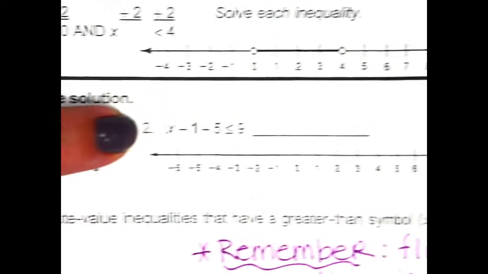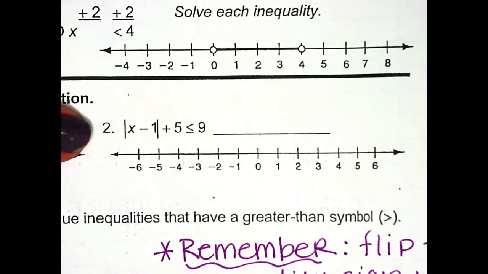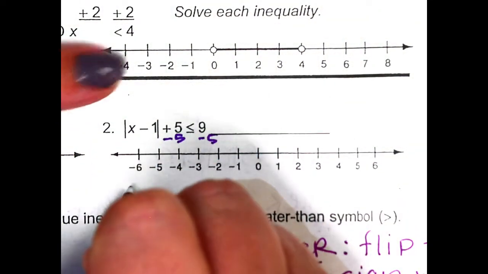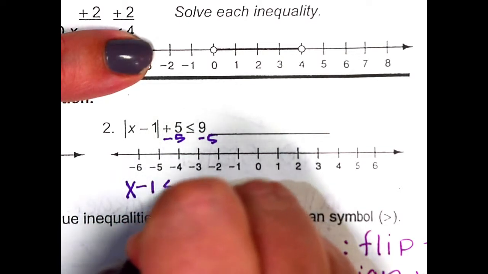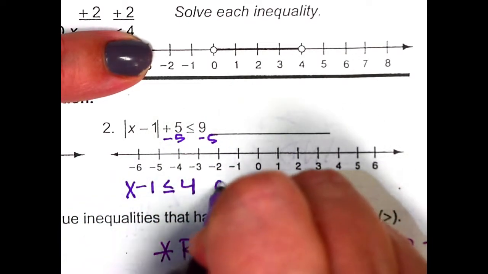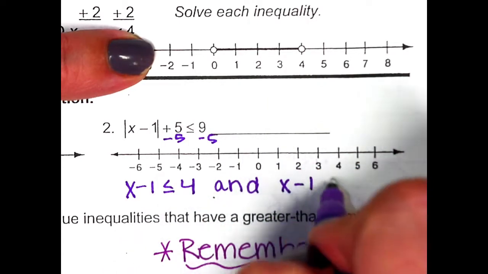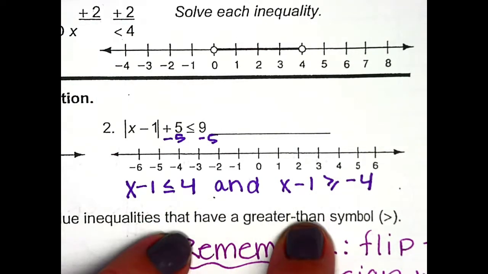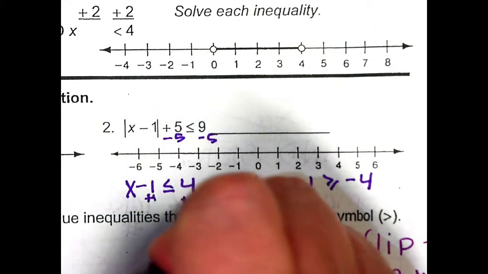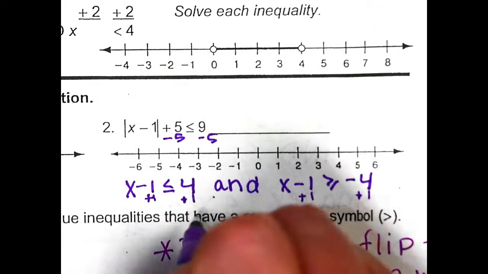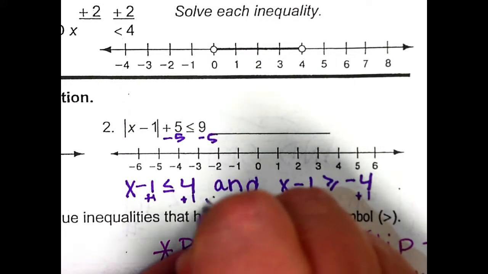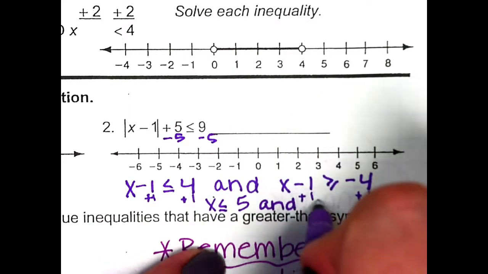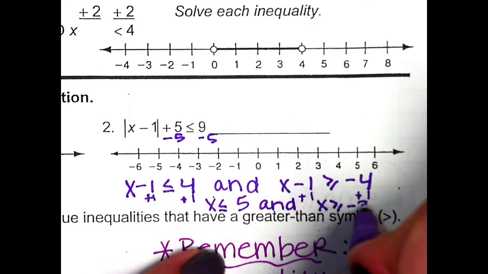Okay, on number 2, we need to isolate the absolute value. So that's going to be subtract 5 from both sides. So I have x minus 1 is less than or equal to 4, and x minus 1 is greater than or equal to negative 4. Now with this one, I still have to add 1. X is less than or equal to 5, and x is greater than or equal to negative 3.